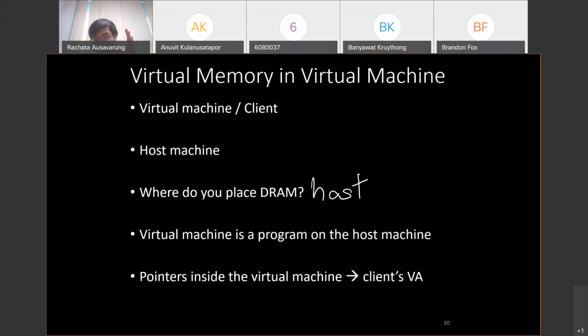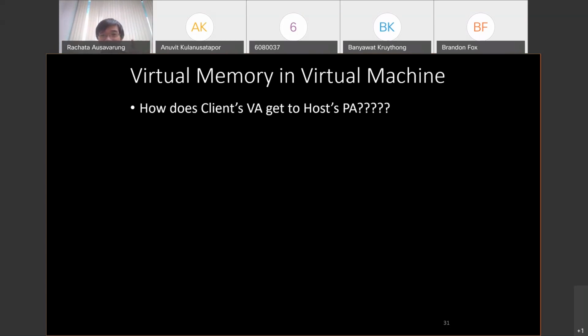What happened to the pointer inside the virtual machine? We call this the client virtual address. I'm asking this question because this is a leading question to the next slide. How do you translate from the client virtual address to the host physical address? The host owns DRAM, so to get to that particular cell in DRAM, the DRAM stick that you buy, you need the host physical address, right?